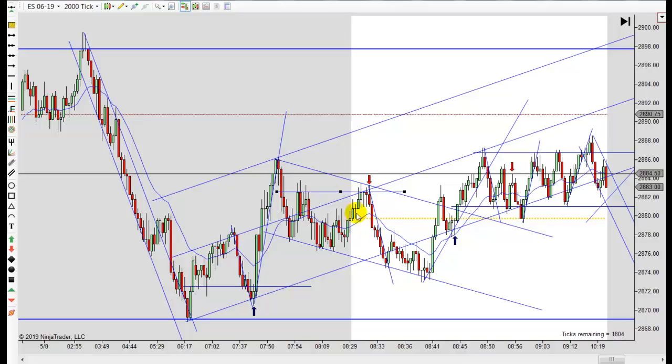As you can see that resistance across there, and we come up and make a high and then try to go higher and make a lower high and get a nice bearish bar. There's still some congestion right there, but the reason is because they're trying to get it through this resistance area and they can't. And you can see how many times we tried to get through there.